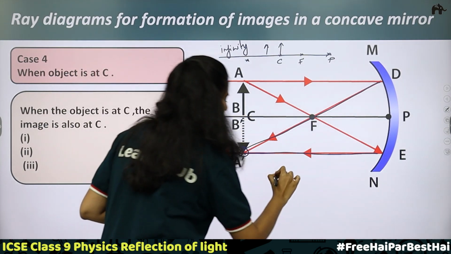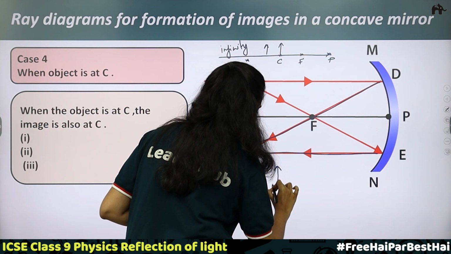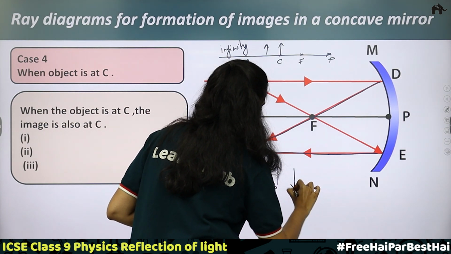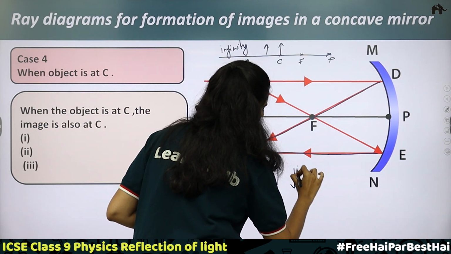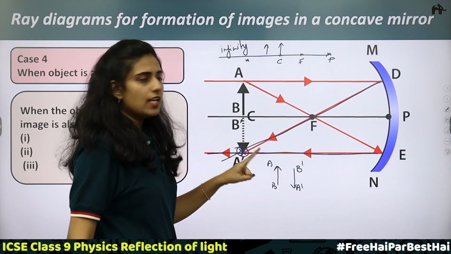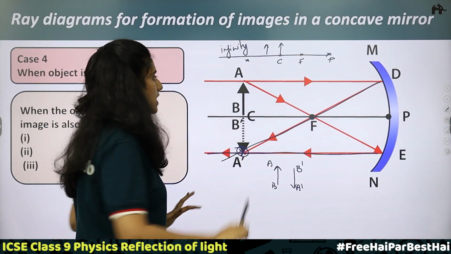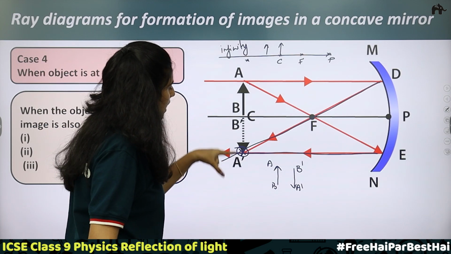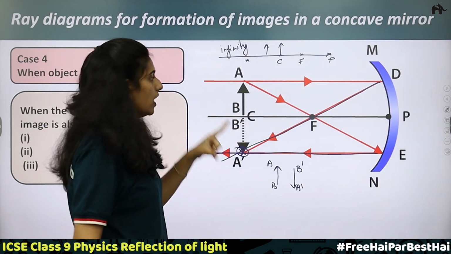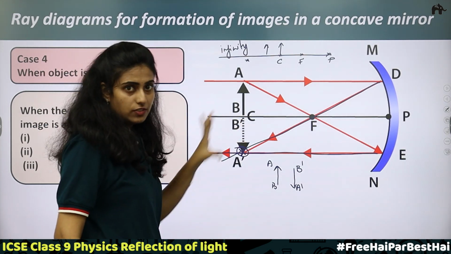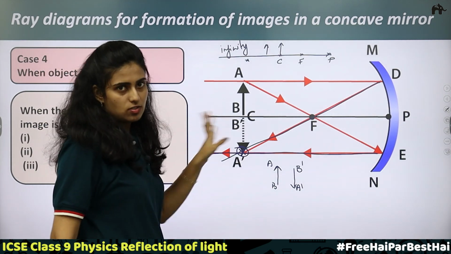So AB is the object. Image is A dash, B dash. So where is the image formed in this case? You can see AB is at C and A dash, B dash is also at C. So when an object is at the center of curvature, the image is also formed at the center of curvature.